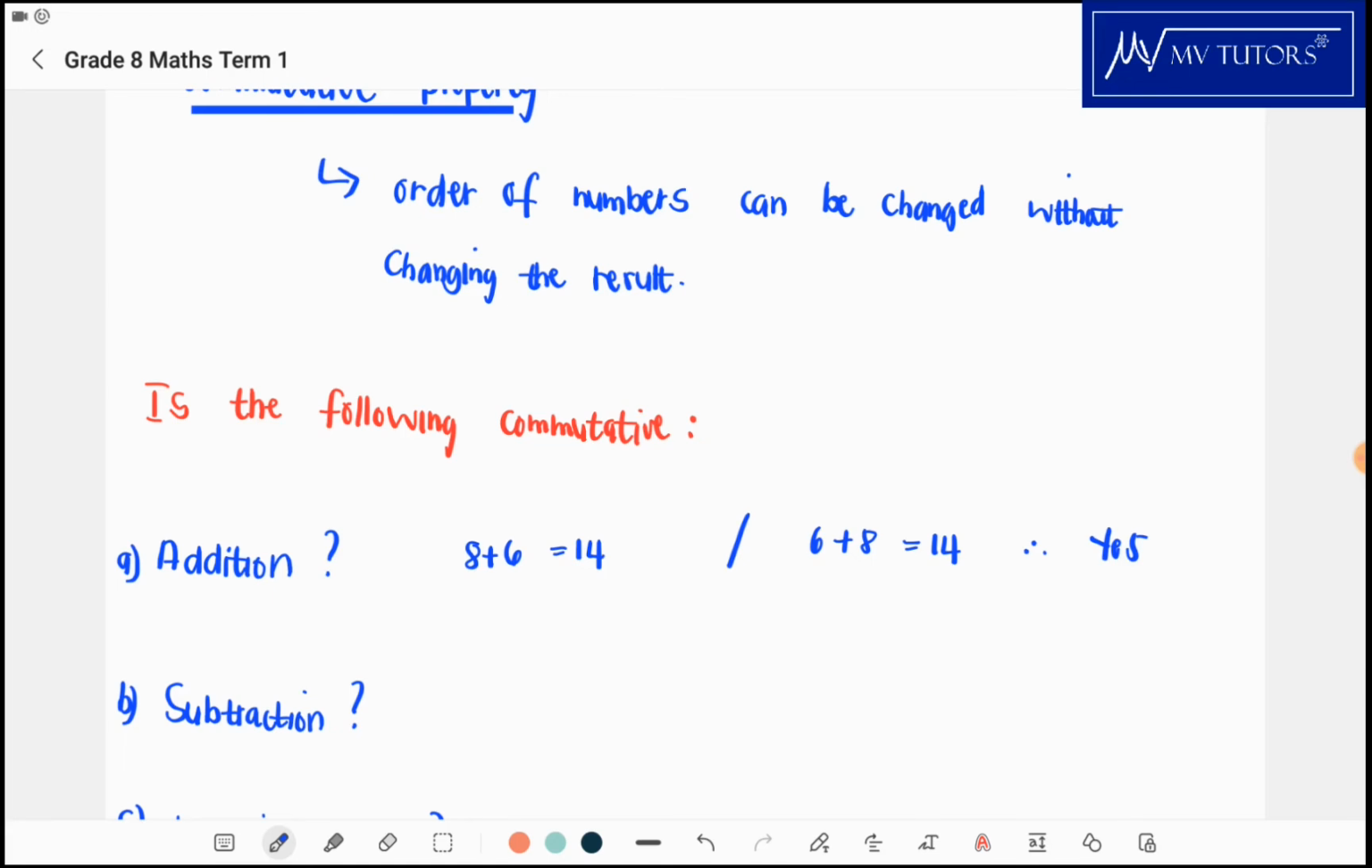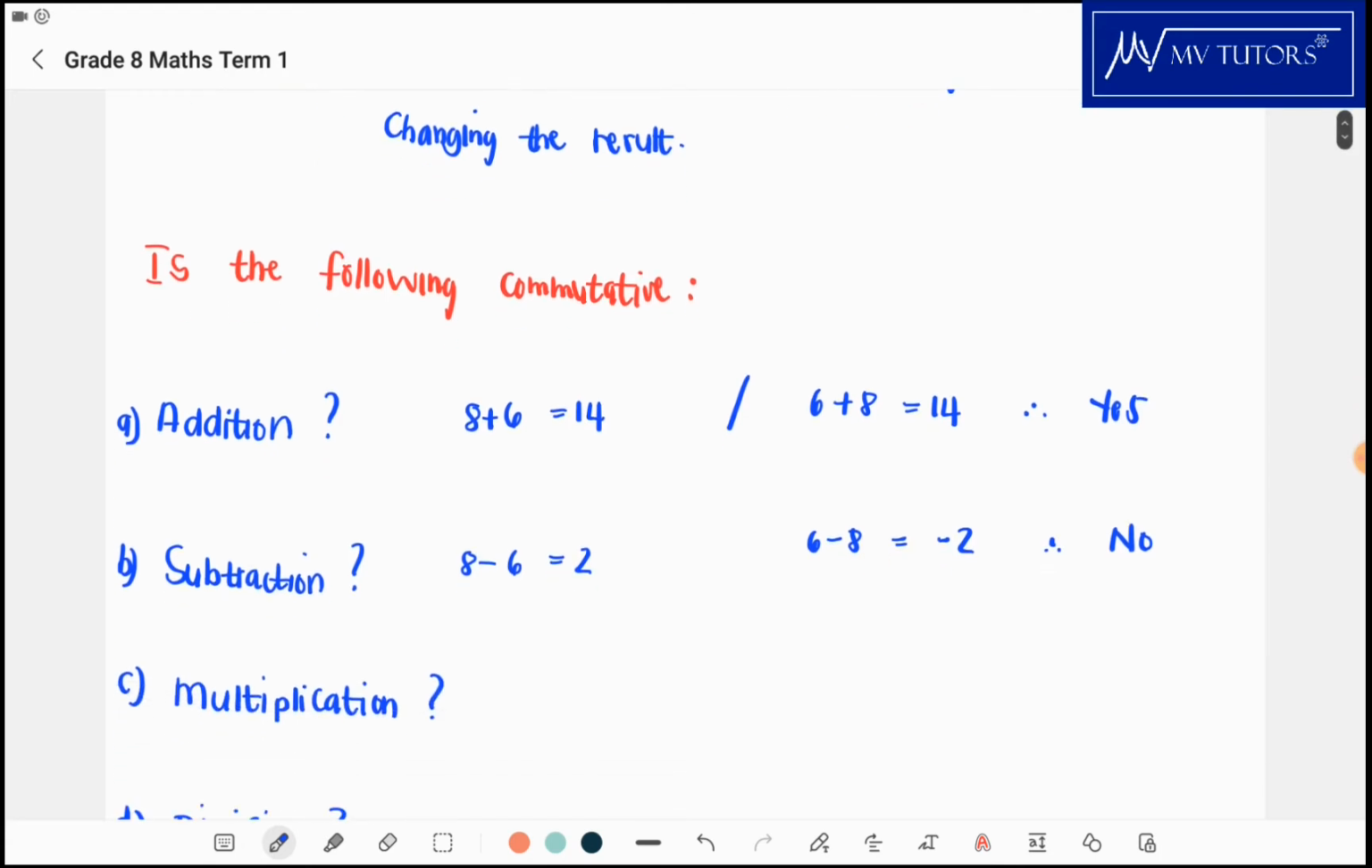Now let's use the very same numbers and go to subtraction. If I say 8 minus 6, I get 2. Now what if I say 6 minus 8? Will I still get 2? Well, I have a small number and I'm subtracting a big number, so I'm going to get a negative number. We'll discuss negative numbers when we get to integers. But for now, just believe me when I say 6 minus 8 is negative 2. You can check on the calculator. So is subtraction commutative? No, it is not.